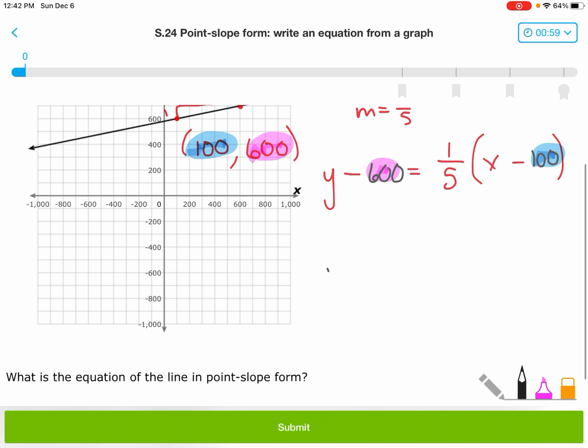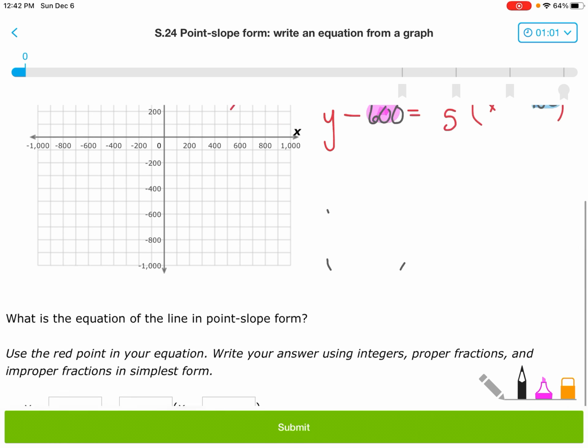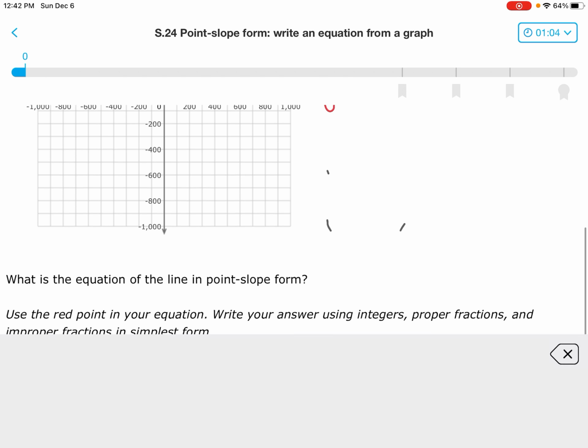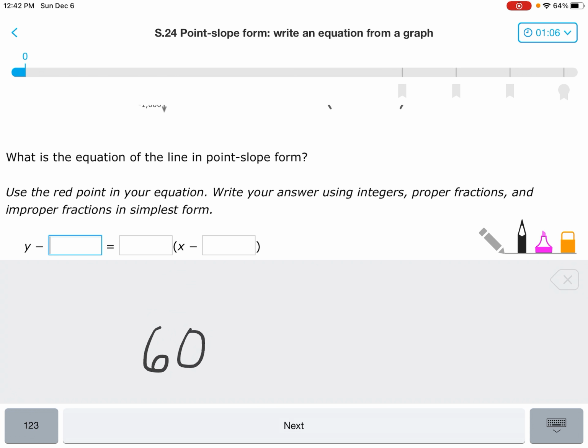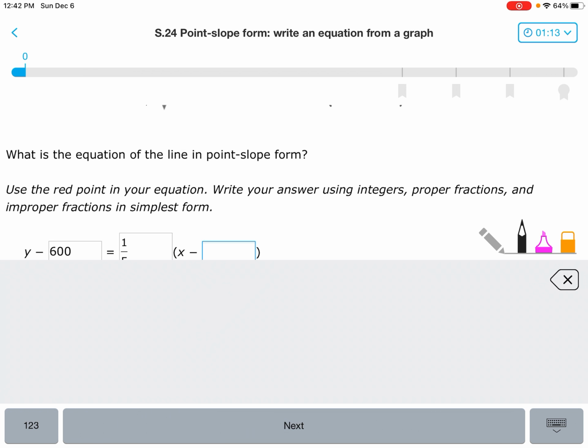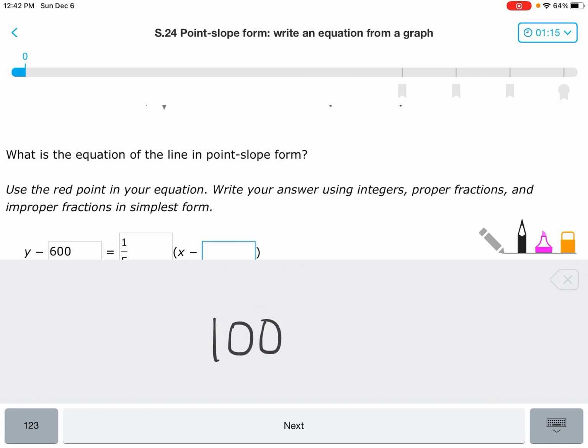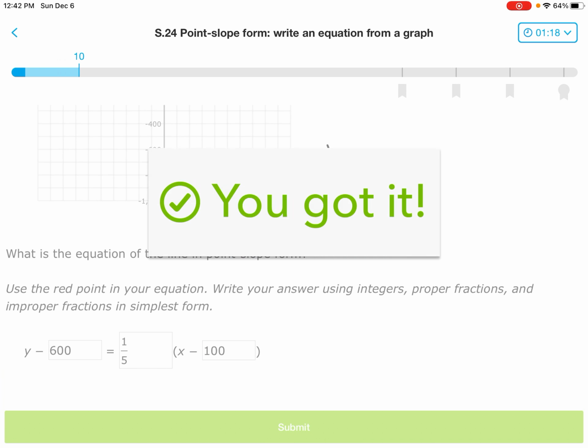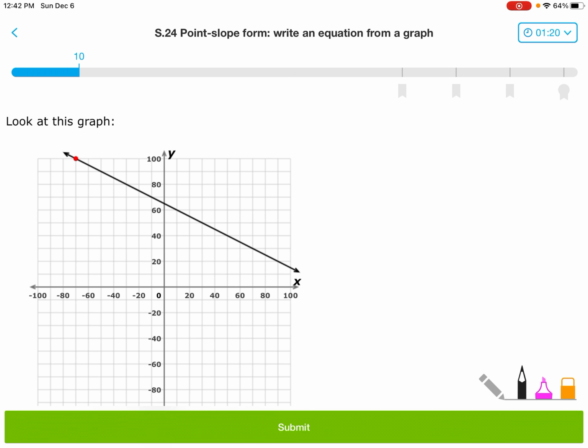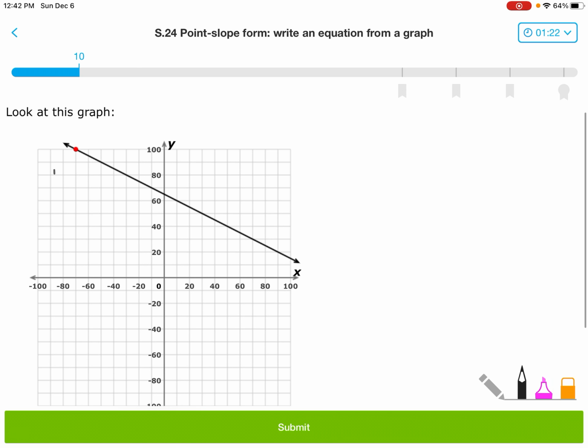Now we have to type that in. Oh, it's already written for us pretty nicely here. So y minus 600, 1 over 5 is our slope, and x minus 100. Submit, we got it. Okay, so the next one. You can see where they do this red dot here. So that's what I want my point to be. So my point here is going to be -70, 100.